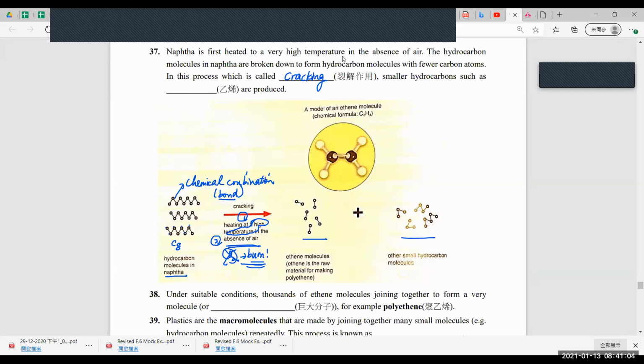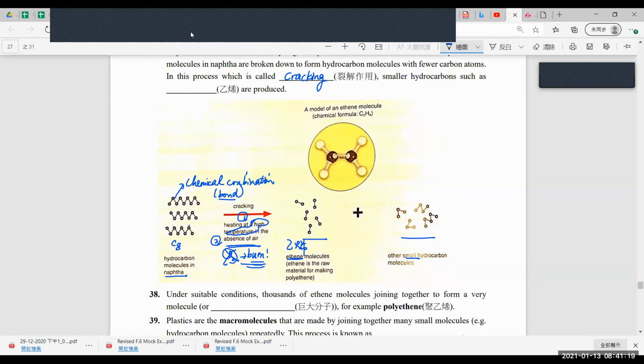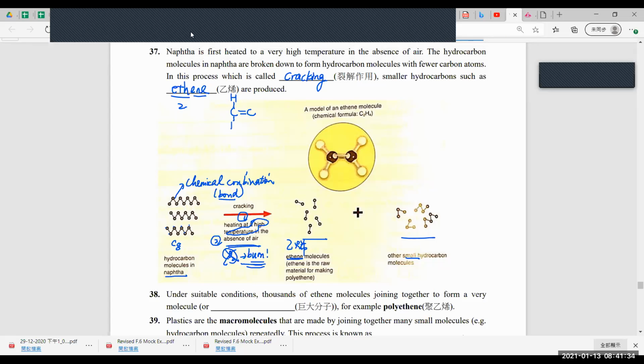Now afterwards, what will happen? They will be broken down into smaller pieces, so smaller hydrocarbon molecules, and one of them is the raw material. We call it ethene, 乙烯. Now a very strange term to all of you: E, which means two, and in, which means we have got a very strong combination. So with a very strange formula like this.